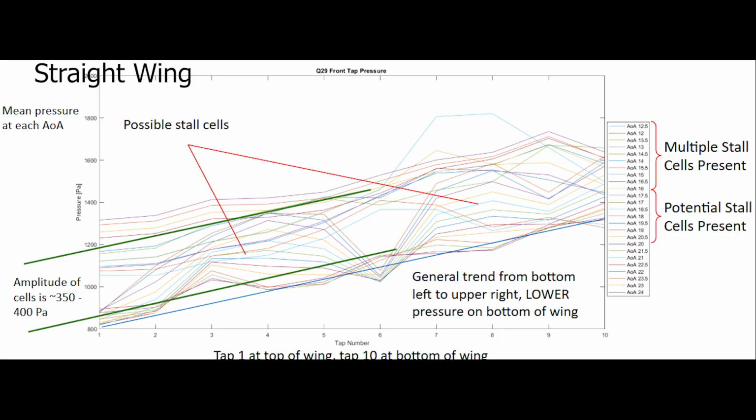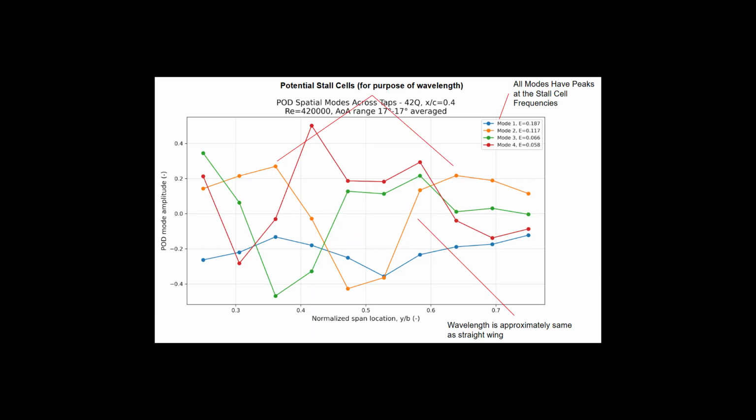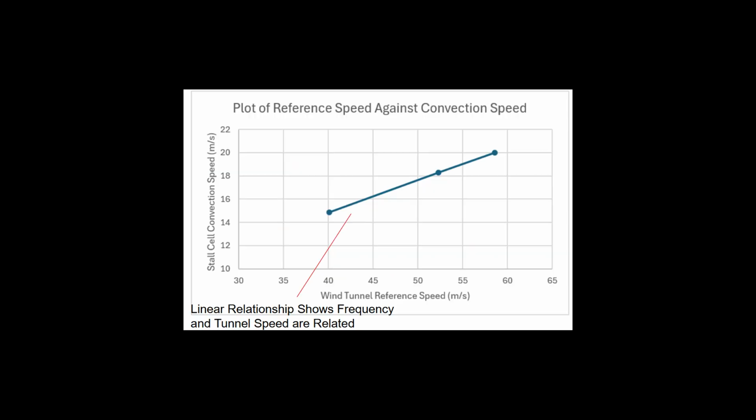Through this process of experimentation, we found that stall cells existed on the swept wing between 8 to 17 degrees angle of attack, and found that it convected along the wing at a frequency range of about 40 to 90 hertz. We verified that these were stall cells by measuring their wavelength and how the frequency changed with airspeed.